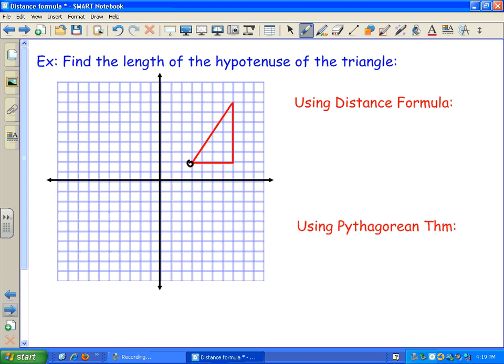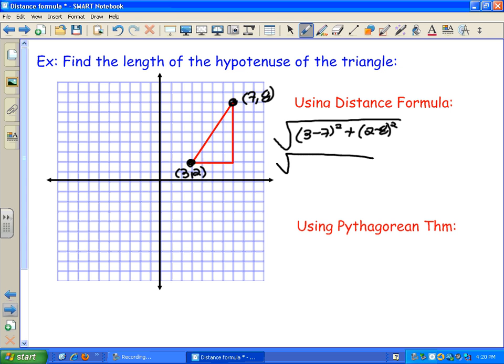So the hypotenuse, the endpoints are here and here. So one of them is (3, 2), and the other one is (7, 8). So if I want to use the distance formula, I'm going to take the square root, and I'm going to take 3 minus 7 squared plus 2 minus 8 squared.